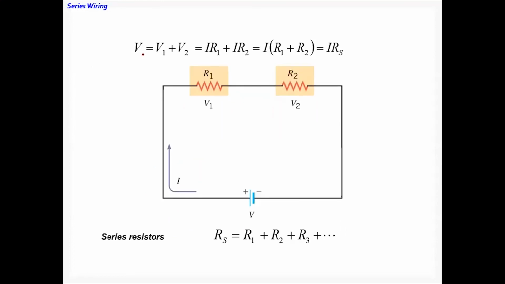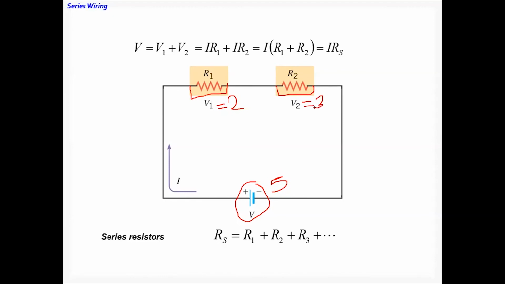In the case of series wiring, whatever voltage you have in total is the summation of the two voltages. Suppose you have voltage V1 across this resistor and voltage V2 across this resistor. Suppose this V is 5 volts, and V1 is 2 volts. Then what is your V2? Help me here.